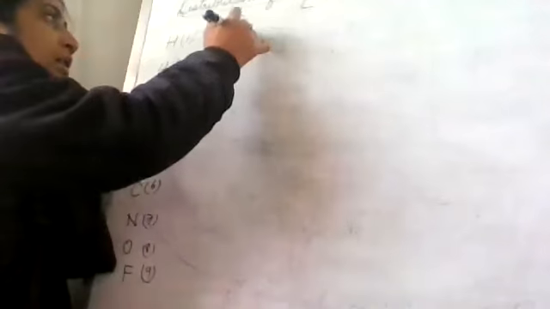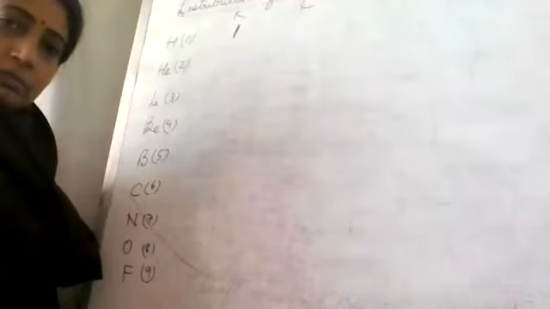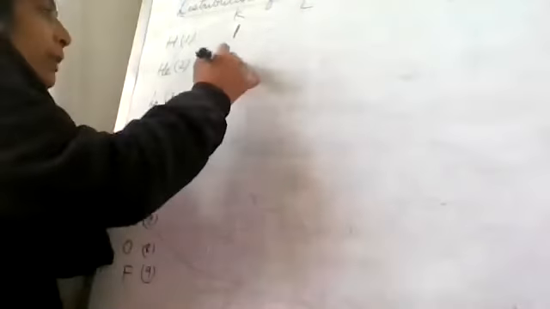तो H का atomic number 1 है, तो इसका electron कितना है? 1 है. It is only having 1 electron. So we will put 1 here. यहाँ पे 1 लिख देंगे. Now its configuration is only 1. Helium का क्या होगा? 2. तो यहाँ पे 2 लिख देंगे.